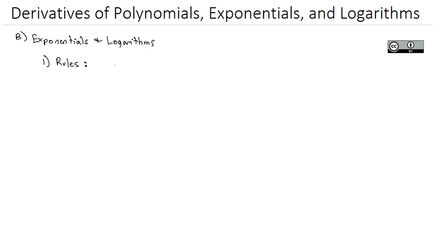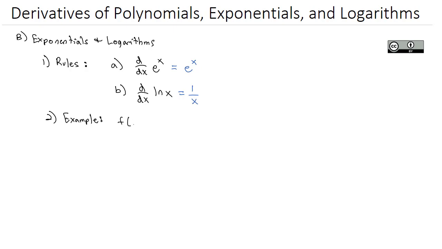So the two rules we need to know are that the derivative of e to the x is equal to e to the x. It's actually its own derivative. It's a unique function. It's the only function whose derivative is itself. The other derivative that you should know is the derivative of the natural log of x. The derivative of the natural log of x is going to simply be 1 over x. Then let's look at what that looks like with an example.